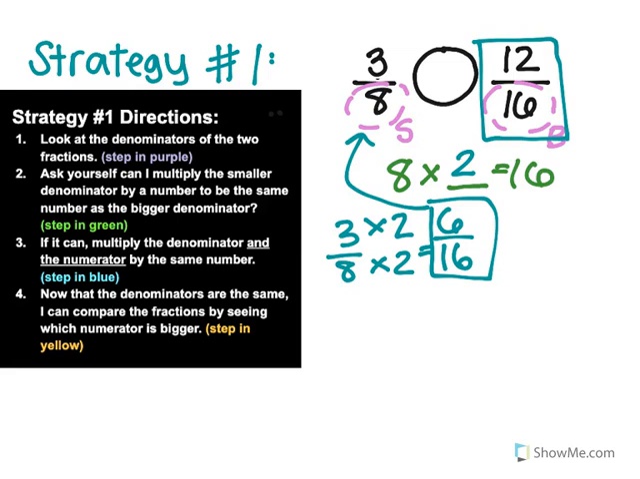So I can now compare. I put 6/16 instead of 3/8 because that's an equivalent fraction to it. And then I put 12/16 on this side. And I look at my numerators, and I can see 12 is bigger. So 12/16 was bigger than 3/8.